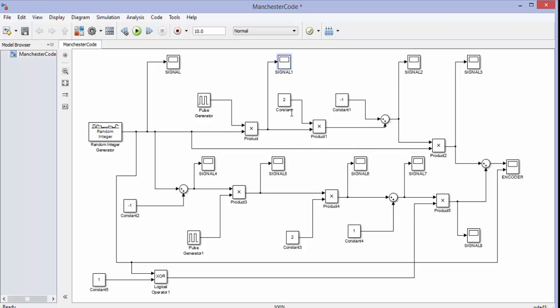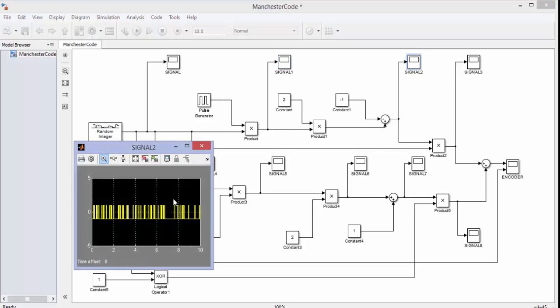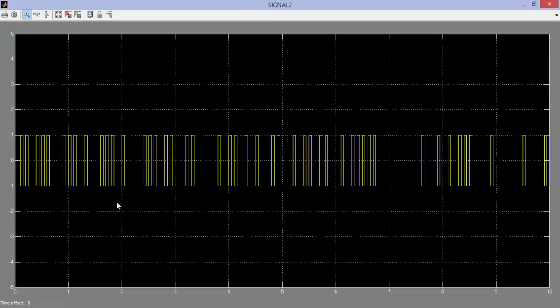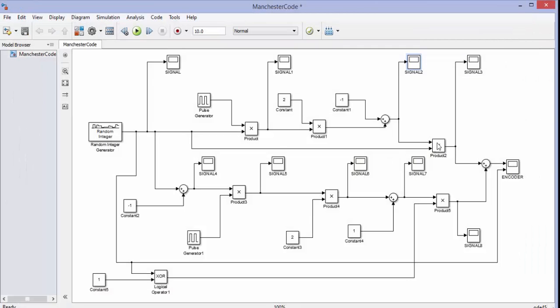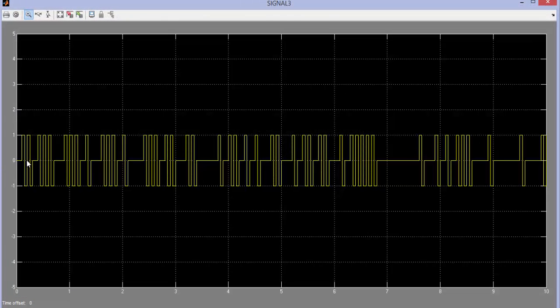When we multiply it by 2, it's between 0 and 2. Subtract 1, and we have this signal between 1 and minus 1, and we don't know where 0 is. So we multiply it by this signal itself, the random integer generator, to have this shape: 0 rest 0, and 1 is a half width between 1 and minus 1.